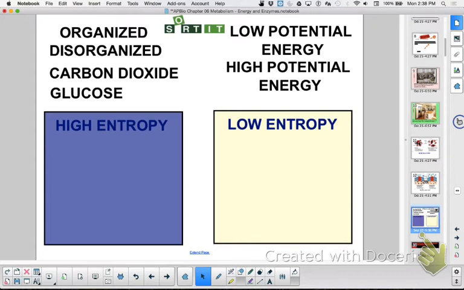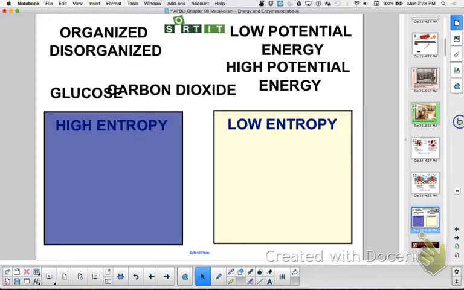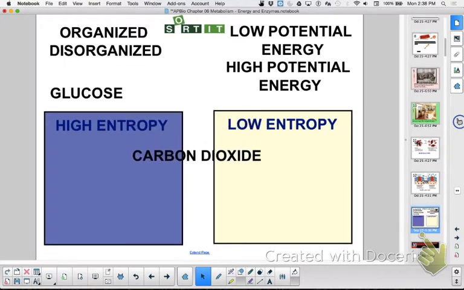Now, should you memorize carbon dioxide as what? Low or high entropy? What we talked about. What is it? High? Oh, wait, low. Low? Hi. Okay, now. Oh, wait, it is high. Ah, okay.